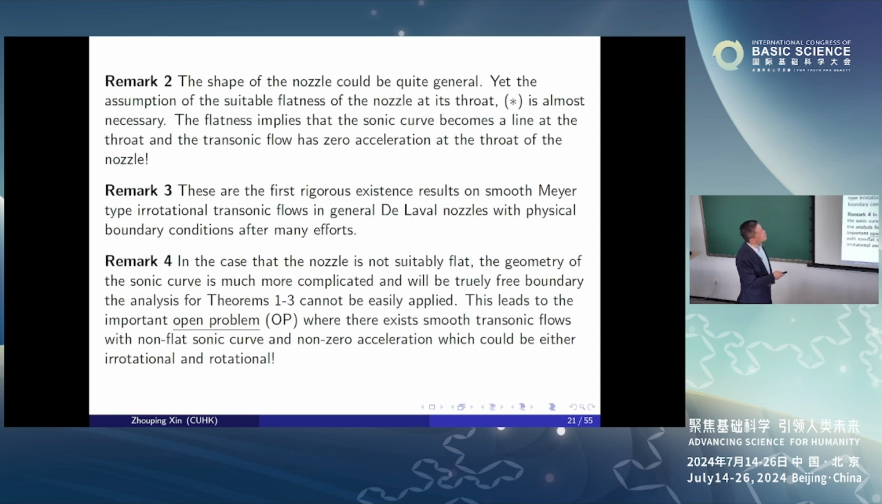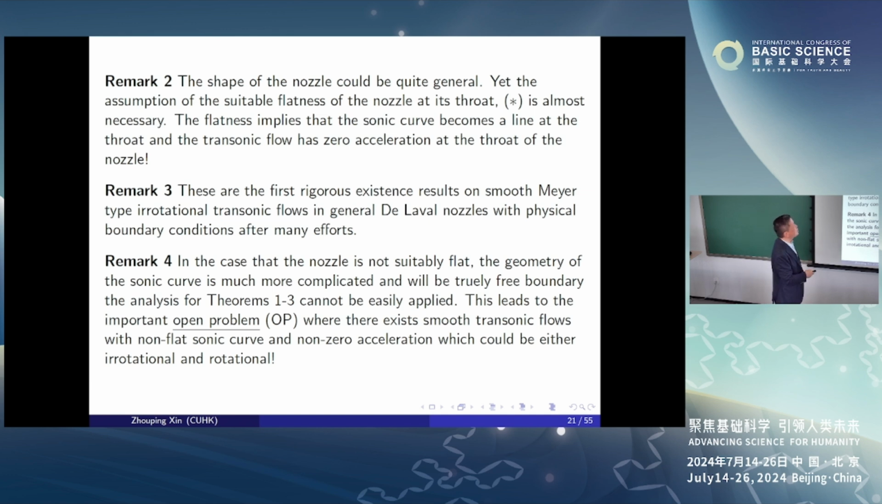So therefore the shape of the nozzle could be quite general. Yet the assumption of suitable flatness is almost necessary. The flatness implies the sonic curve becomes a line at the throat, and the transonic flow has zero acceleration. So this is the whole point. The transonic flow has zero acceleration at the throat, which is physically not very interesting, because for an airplane to take off, you have to accelerate from subsonic to sonic to supersonic. But in our case, you can prove the sonic state becomes very flat. There's no acceleration. The acceleration is actually zero. So this is something not satisfactory.